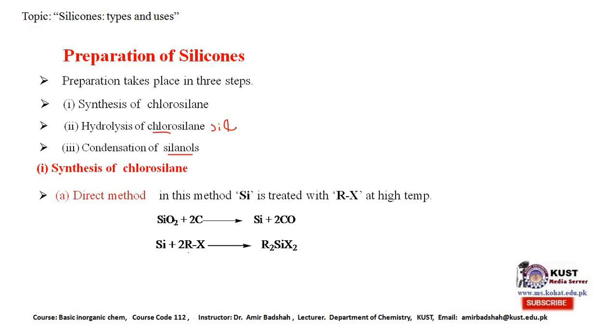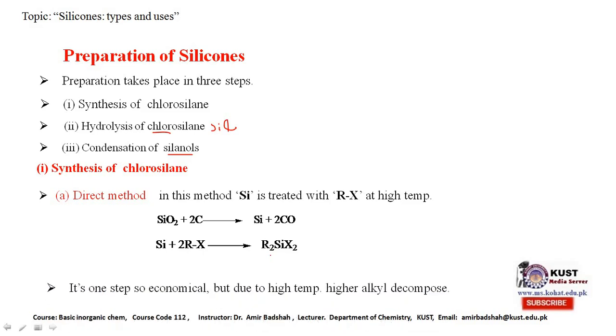Different types of silane are possible. This depends on the molar amount of the alkyl halide we use. You will get monoalkylated, dialkylated as well as trialkylated silanes. This depends upon the amount of the alkyl halide we use in this reaction. This reaction is a little economical.